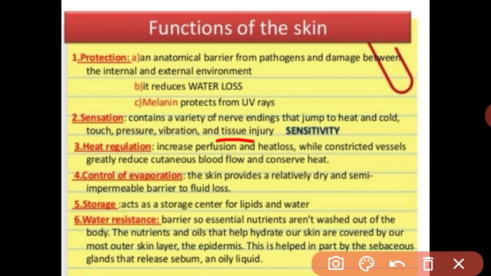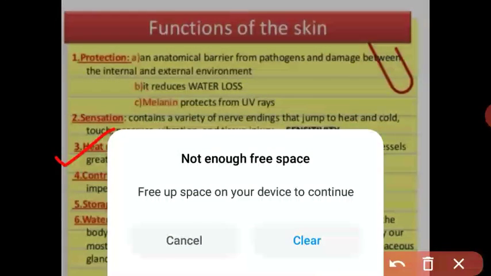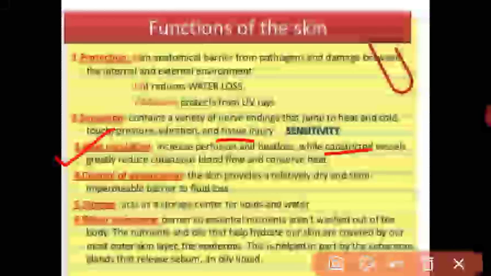Got it? The next main function of the skin is heat regulation, meaning temperature regulation. The skin prevents the loss of heat by constricting the blood vessels. When it is cold weather, the skin prevents the loss of heat, and in hot weather it allows loss of heat and maintains the body temperature. Got it, student? This is how the skin regulates the body temperature.